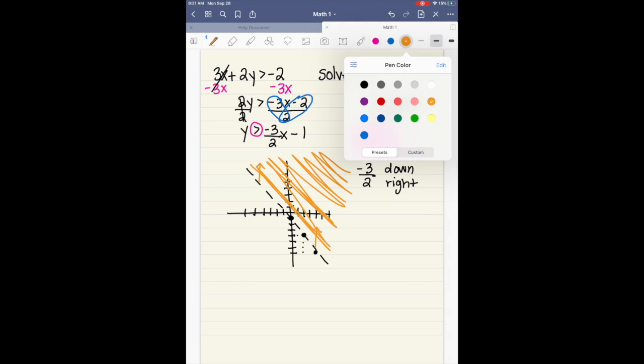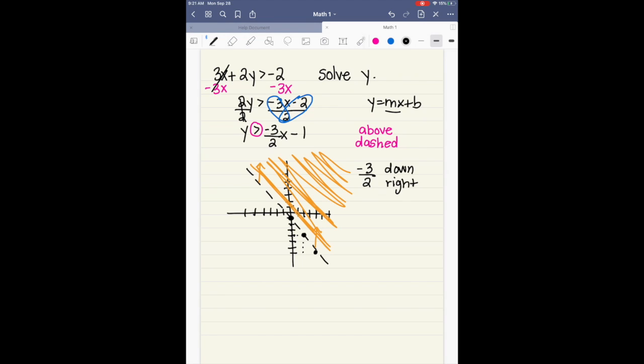So if I were to actually check this, let's say I pick the point 1, 1. Okay, so I'm saying 1, 1 is a solution. That's my x, that's my y. So this is going to be 3 times 1 plus 2 times 1. That should be greater than negative 2. Well, 3 plus 2 equals 5. 5 is greater than negative 2. That's true.